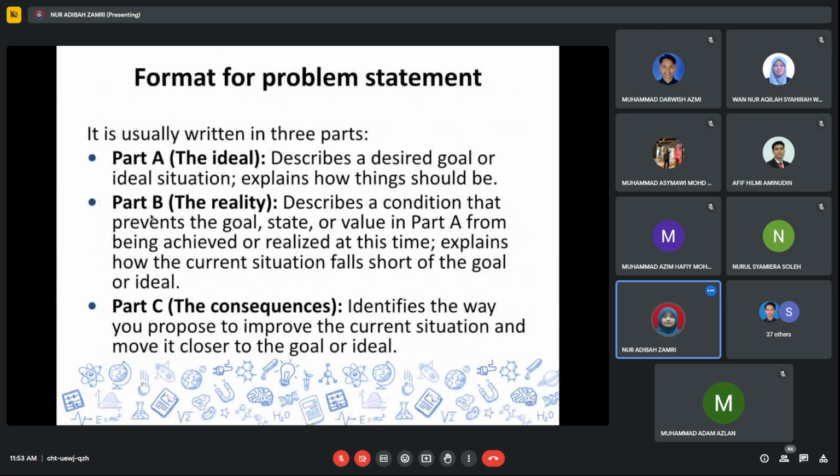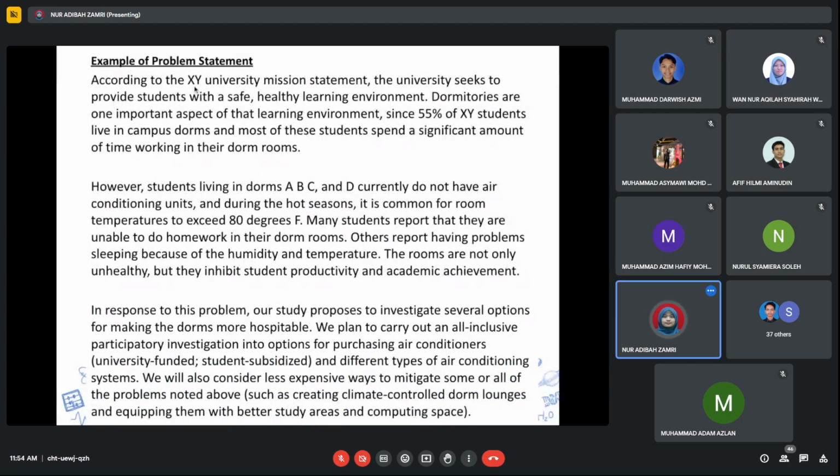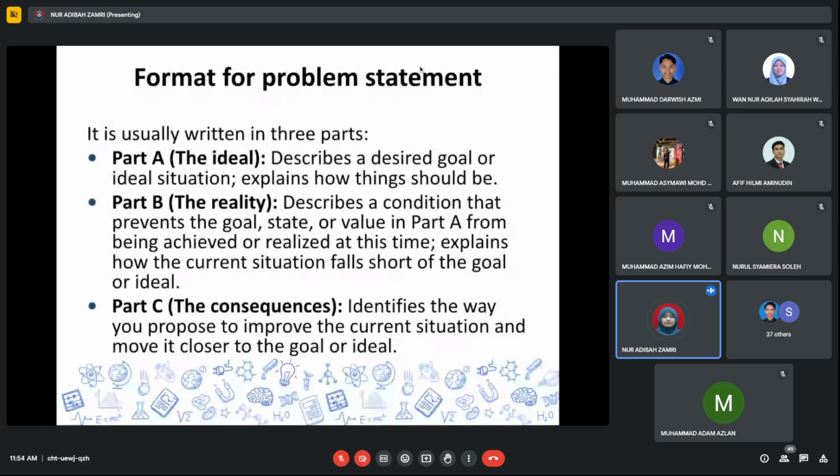Number one, the ideal. It describes a desired goal or ideal situation, and explains how things should be. According to the XY University mission statement, the university seeks to provide students with a safe, healthy learning environment. Dormitories are an important aspect of the learning environment, since 55% of XY students live in campus dorms, and most of these students spend a significant amount of time working in their dorm rooms. So this is an example of the ideal.